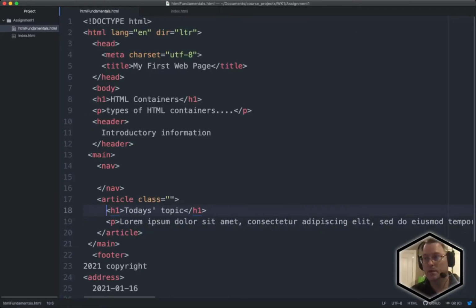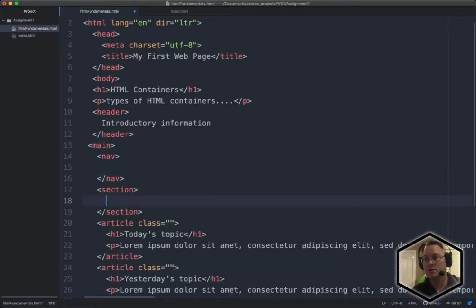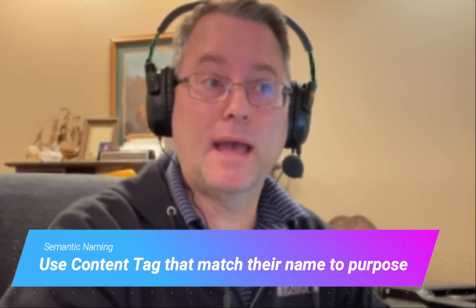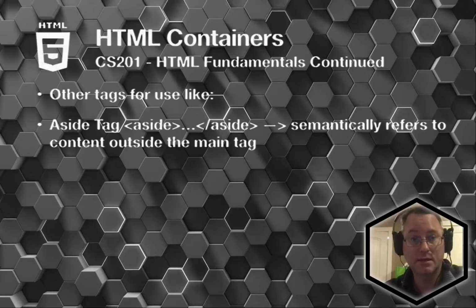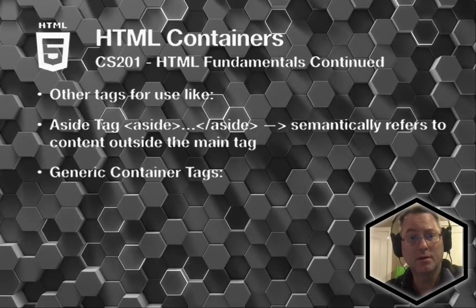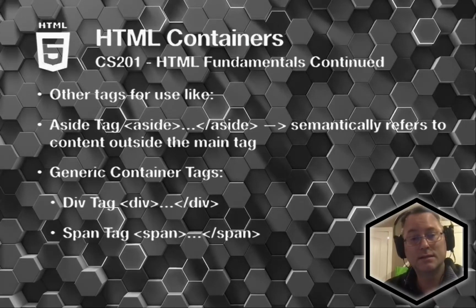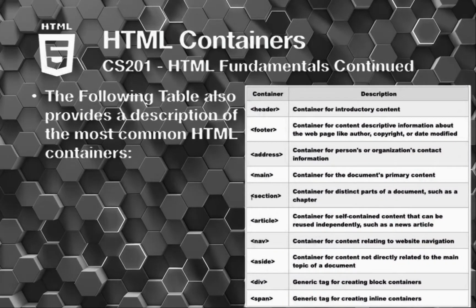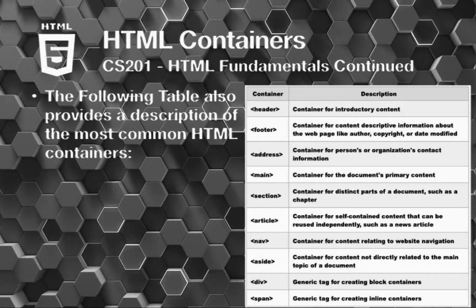In a particular page, we might have multiple articles. And often, it's necessary to wrap our articles in a section. As you can see, the content tags are semantically matched to their purpose. Other tags are available for use as well, like the aside container tag, which may not be semantically a part of the main container tag. And then, of course, we have generic container tags like the div and the span. The following table also shows a good description of the most common HTML containers. I recommend pausing the video and reviewing these.